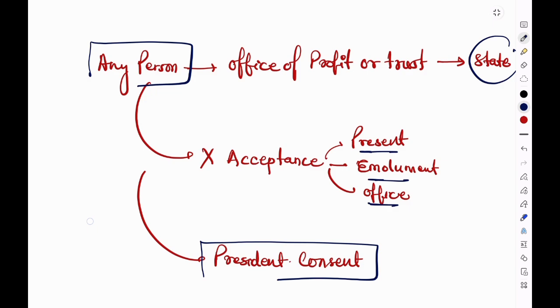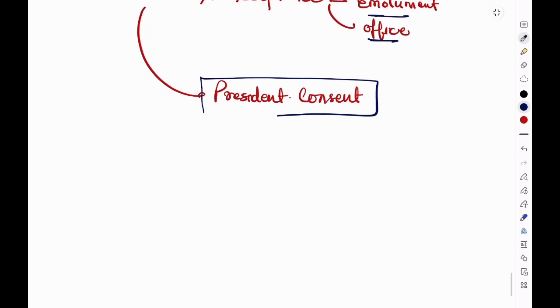So as we have seen, Article 18 clause 3 applies to whom? That applies to non-citizens and is concerned only with foreign titles. And there also the President's consent is required. Okay. Article 18 clause 4 applies to all persons. And it covers what? Presents, emoluments, offices. And here also the President's consent is required. And Article 18 clause 2 applies to Indian citizens. So I think we have covered Article 18 clauses 1, 2, 3, 4.